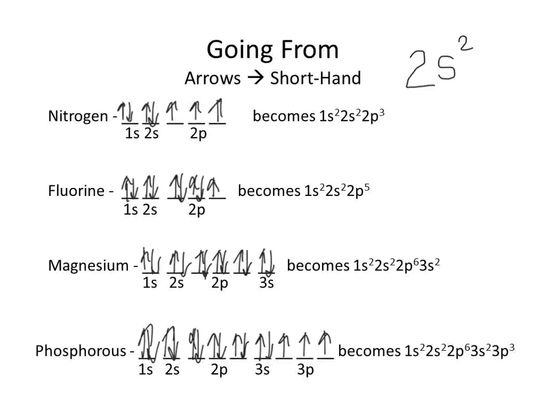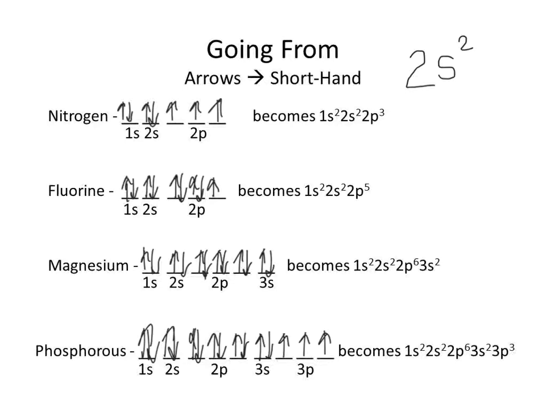In my second energy level s sublevel, we have 2 electrons, so we write that 2s2. In my second energy level p sublevel, I have 3 electrons in the orbitals, so I write 2p3. And vice versa, you can see all the way down here for the other ones.